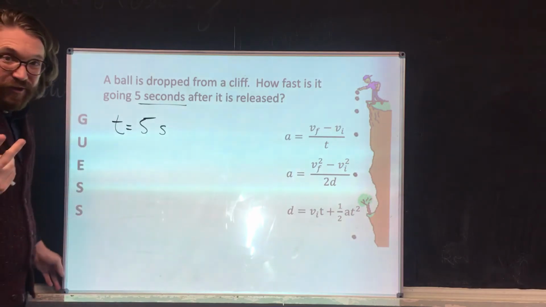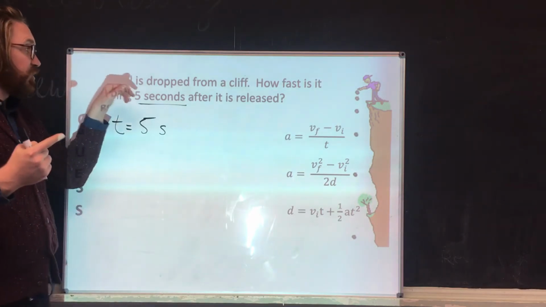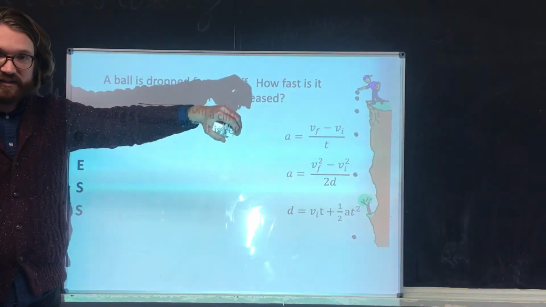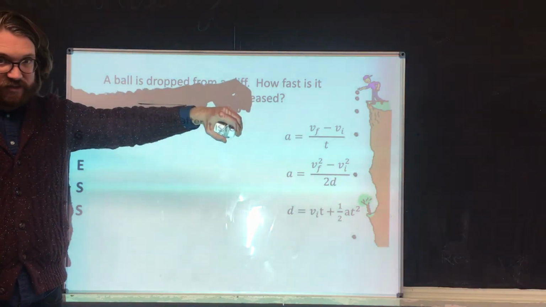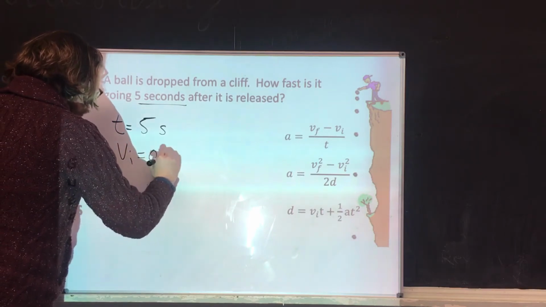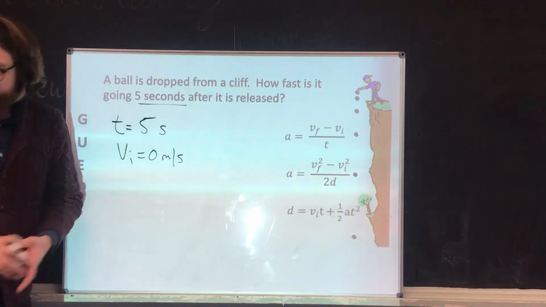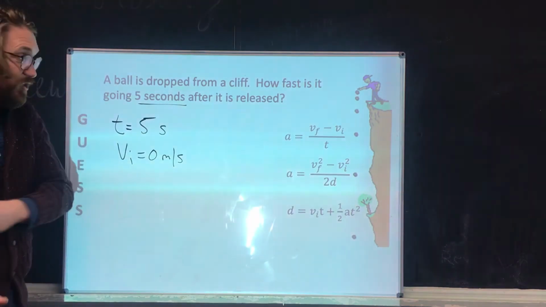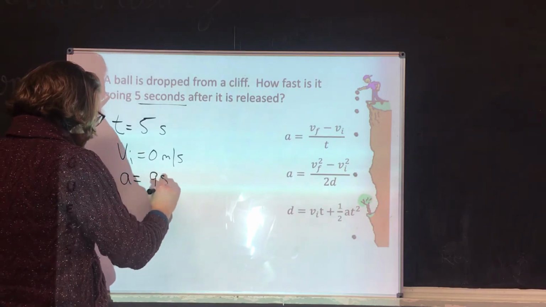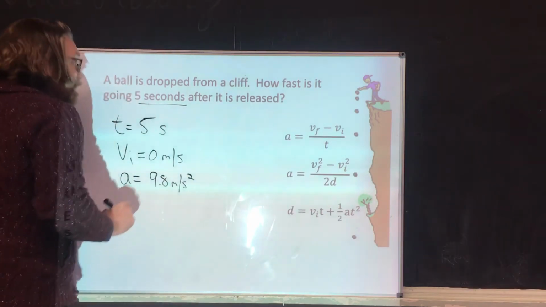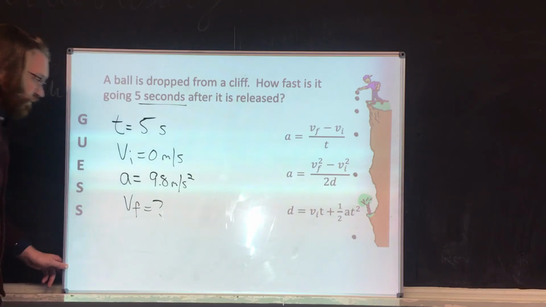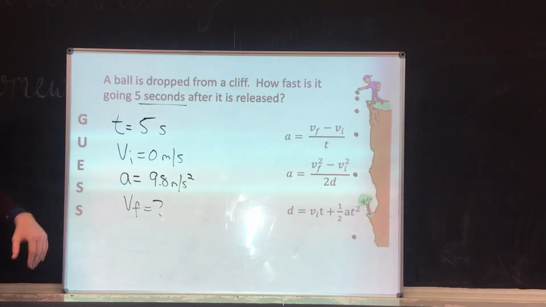But I actually know two other things. Number one, I know that we're dropping the ball. And whenever you drop something, you ask yourself, what is its initial velocity? Well, its initial velocity, if you drop something, is 0, right? It's not moving. So I know my initial velocity is 0 meters per second. And the last thing I know is I always know my acceleration. It's falling through the sky. So that means my acceleration is always 9.8 meters per second squared. And we are looking for how fast it's going. So that's going to be our final velocity.